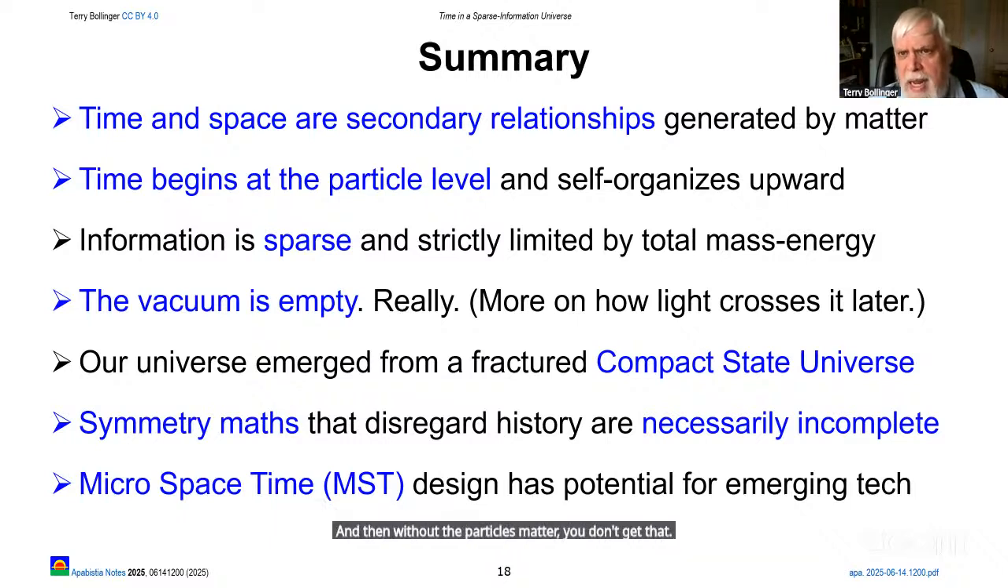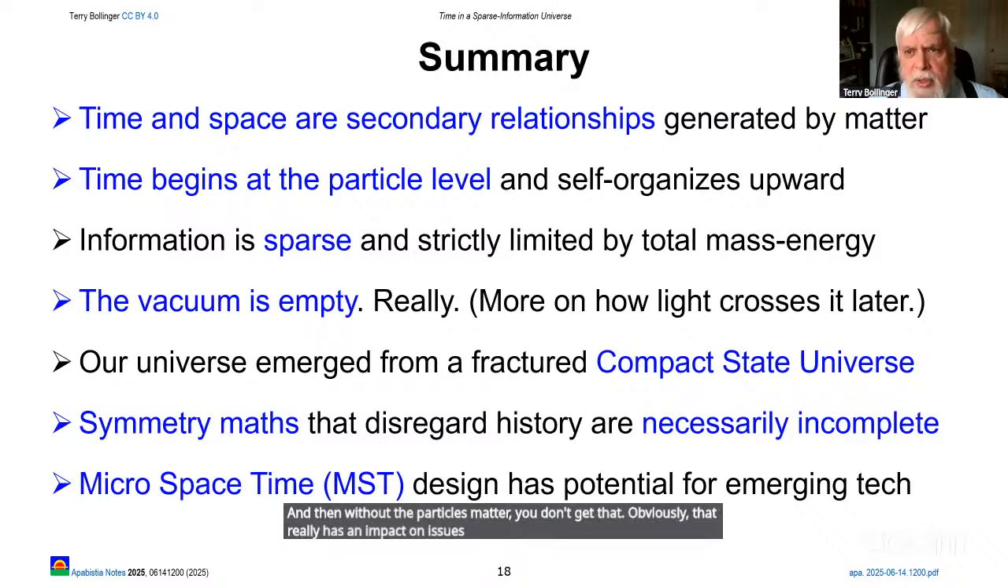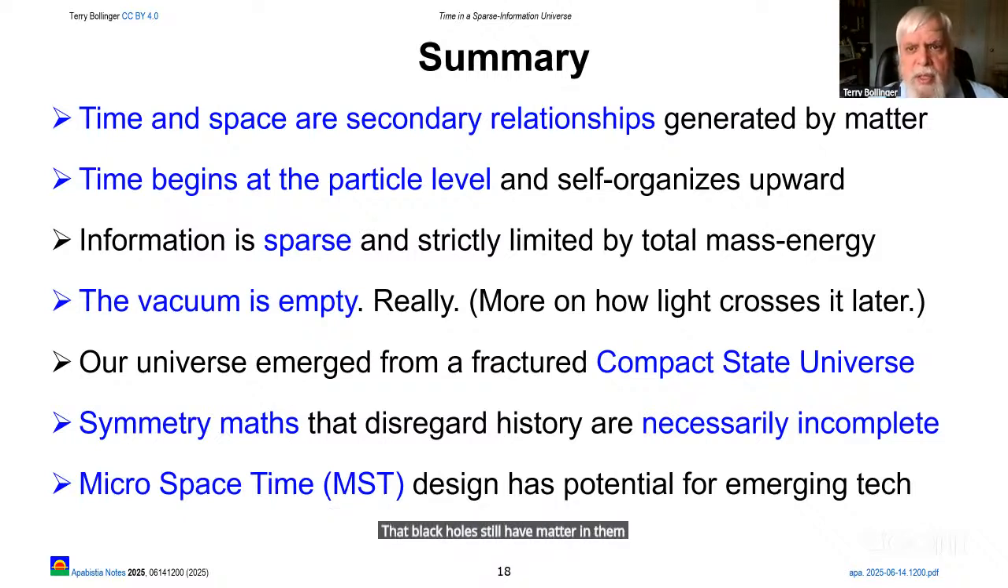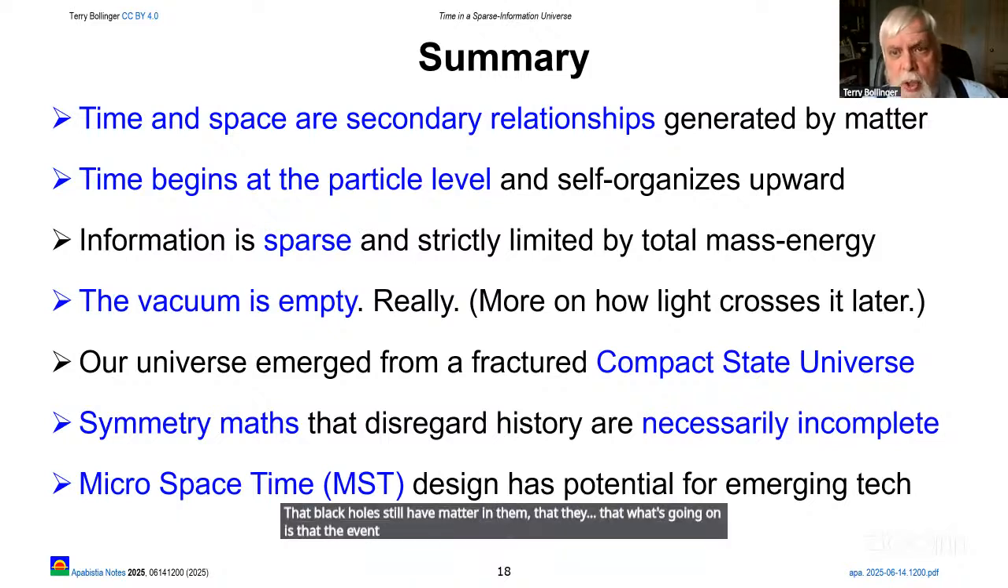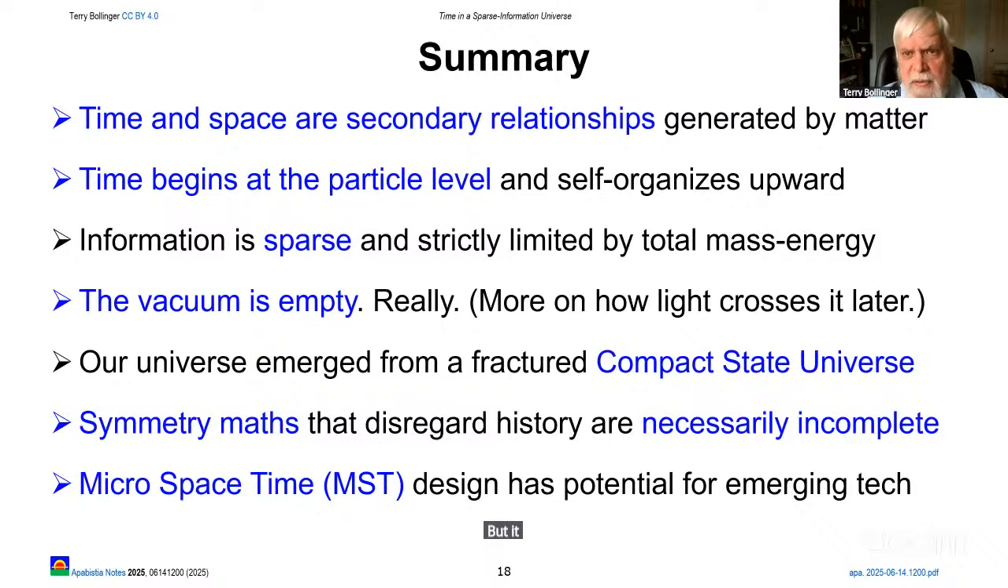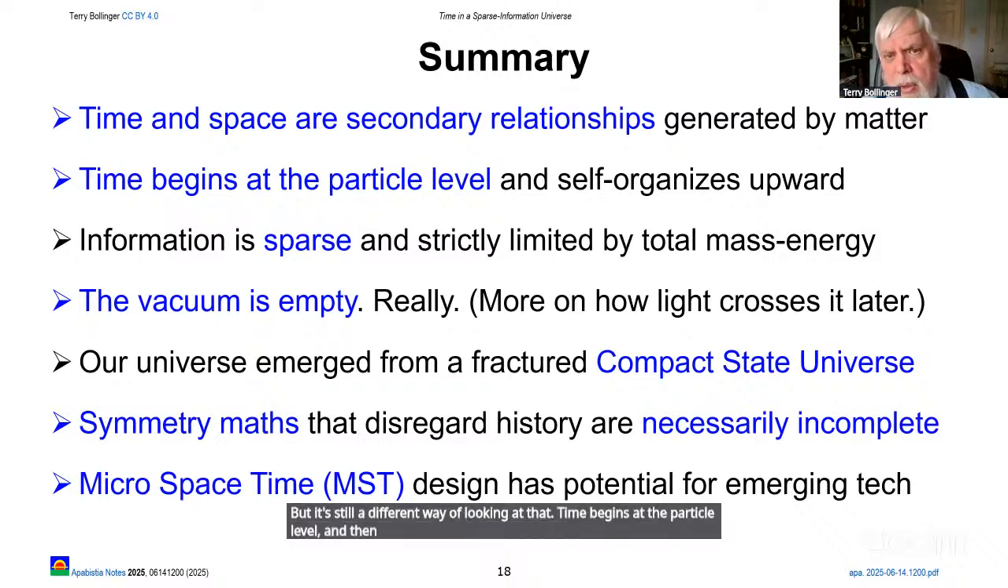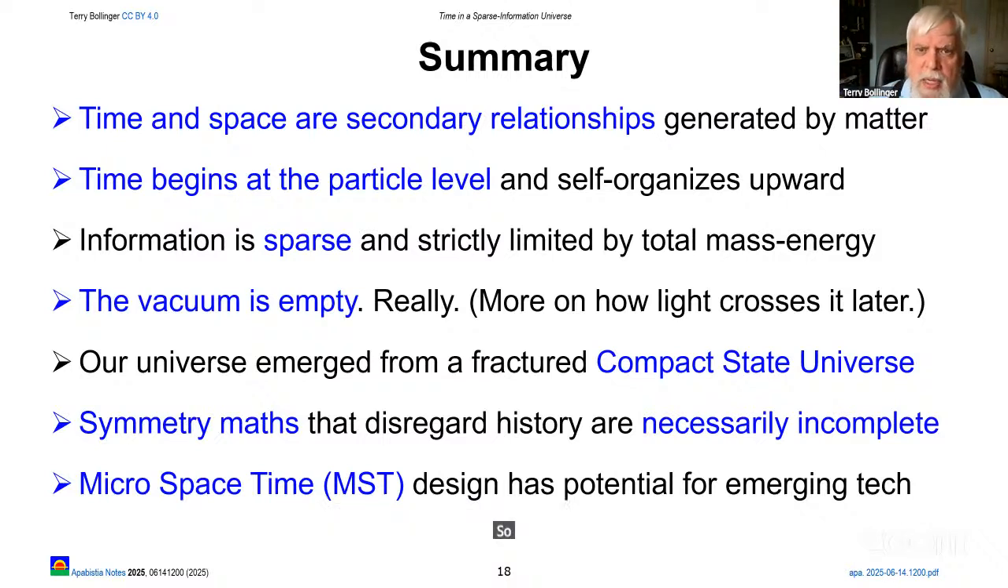Obviously, that really has an impact on issues like black holes, because it says that black holes still have matter in them. What's going on is on the event horizon surface, and it's not going on in the interior. Externally, it looks the same. You still get the same black hole. Light still goes back into it, but it's a different way of looking at that. Time begins at the particle level and then self-organizes. So that's a very different way of looking at time.